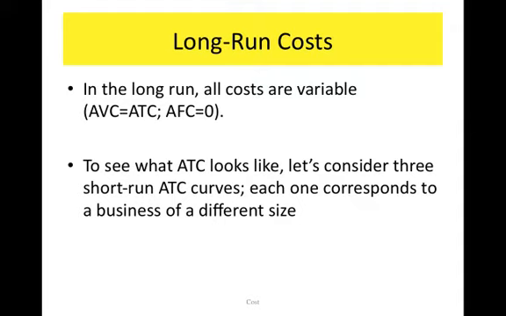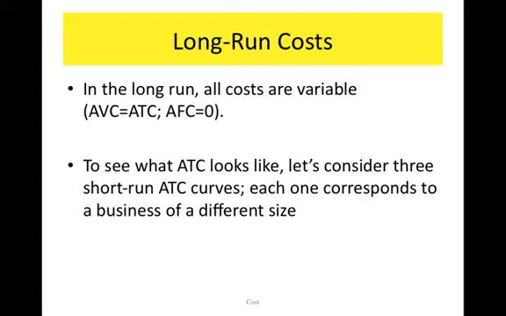Indeed, it's quite true that people often make decisions in a long run context. That is to say, when all inputs are variable. When that happens, all costs also become variable. And what ends up transpiring from that is that average fixed cost will equal 0, since there are no fixed costs, and the average total cost curve is really just the average variable cost curve.